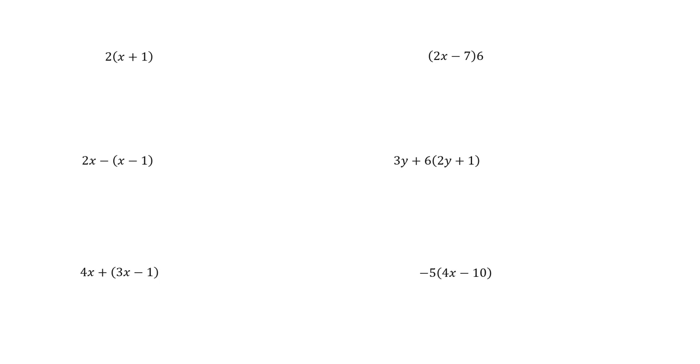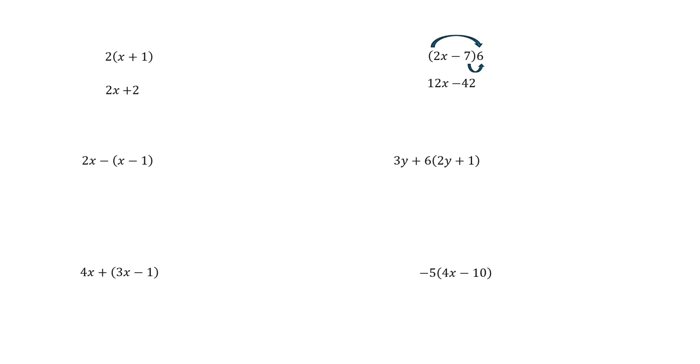Here are a number of examples that we'll work through. 2 bracket x plus 1 expands to 2x plus 2. 2x minus 7, bracket 6, would expand to 12x minus 42.